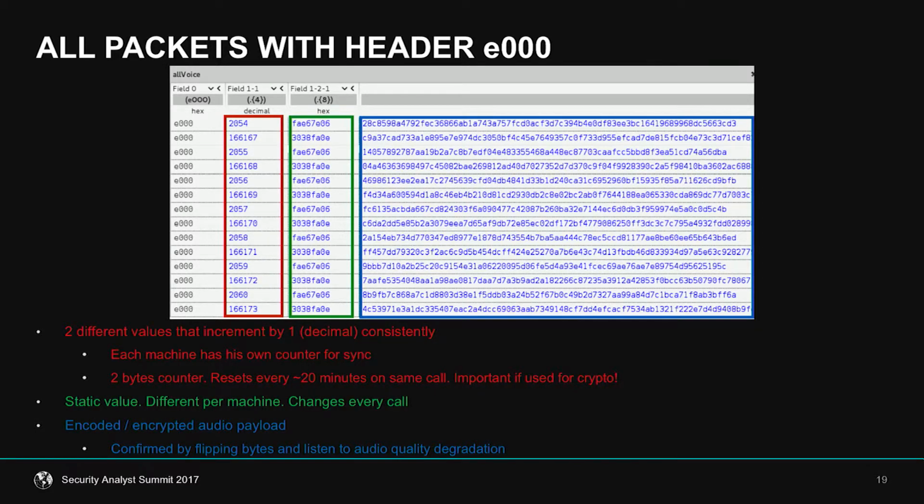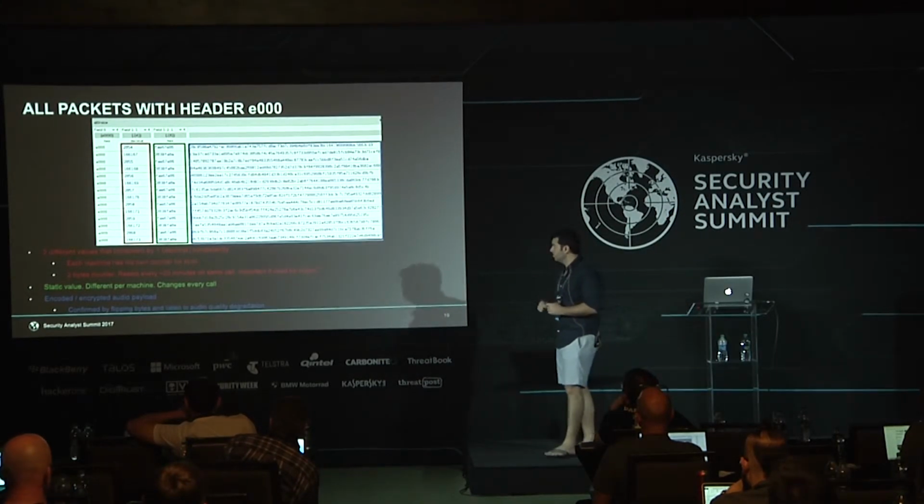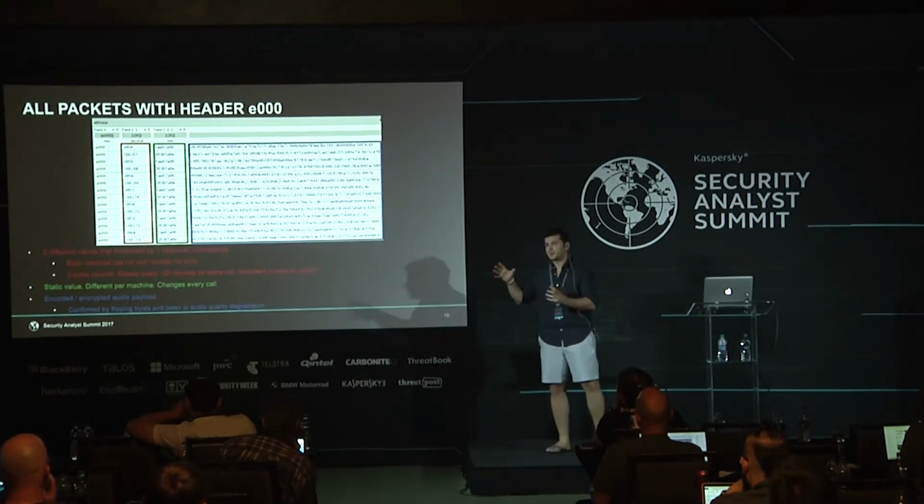So next, I mentioned there are 3 headers. We looked at the first 2 types of headers, and the third header is E0, or E000. This is the important one because here is where the voice payload is present, which is the right field, the one in blue. We can also see that they try to sync UDP by using a decimal counter, so I changed the format there. So that's how they sync the packets in UDP. But yeah, this is what I was really interested in.